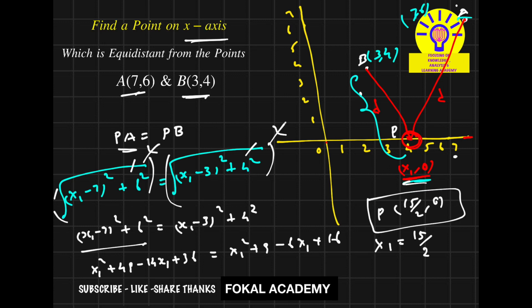So from this P point to B and from this P point to A, the distance is the same, and this is the formula and this is the process for finding the point on the x-axis.